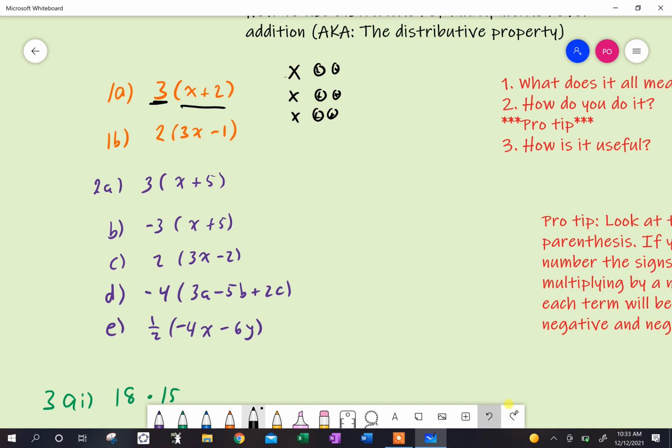Now, a lot of students will try to add 3x and 6 and say, oh, I have 9. But that's not true because you have 3 x's, and we don't know what x is. It's a variable. It could be any number at this point in time. I'm going to use another way of showing this.